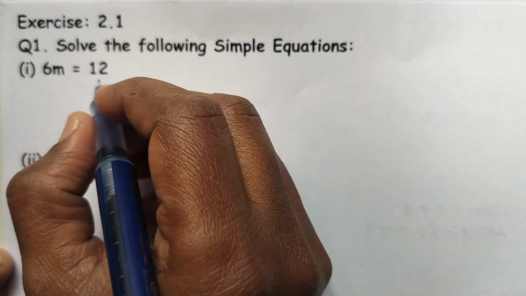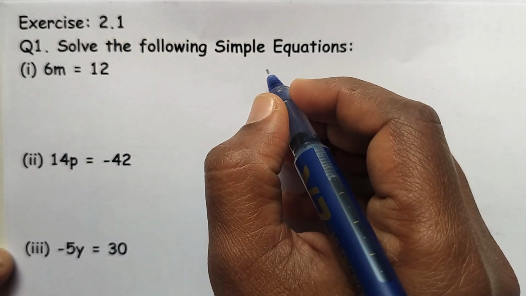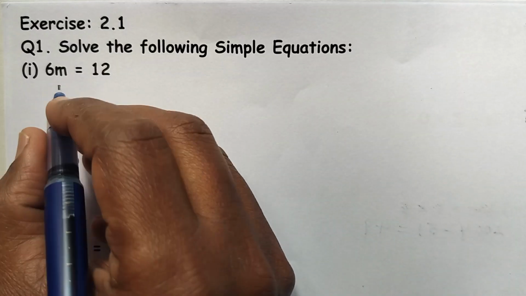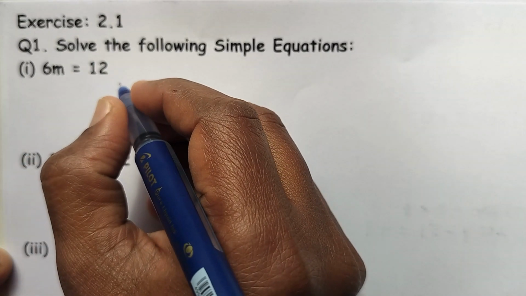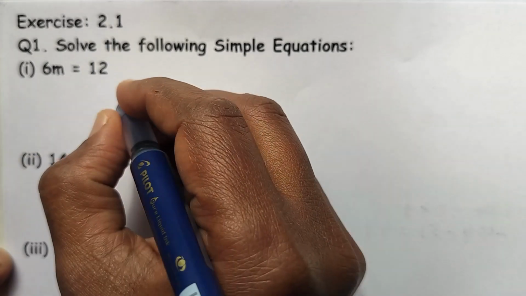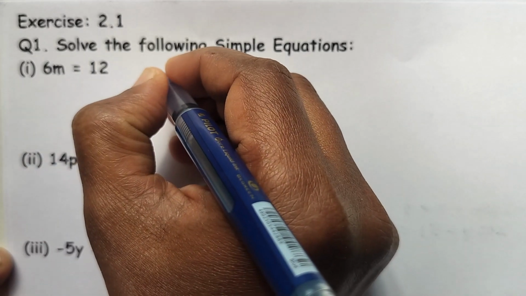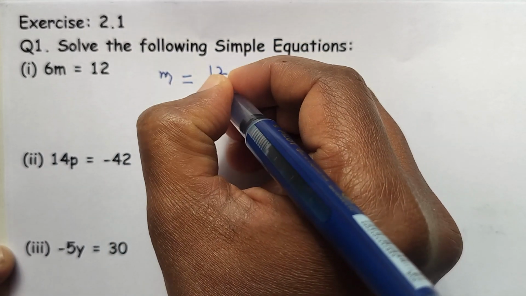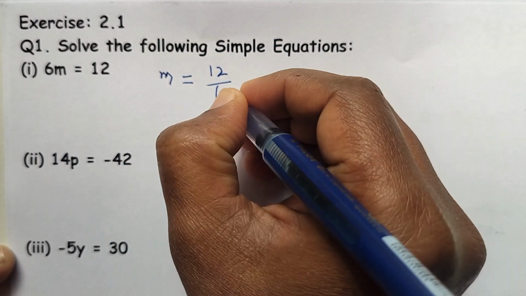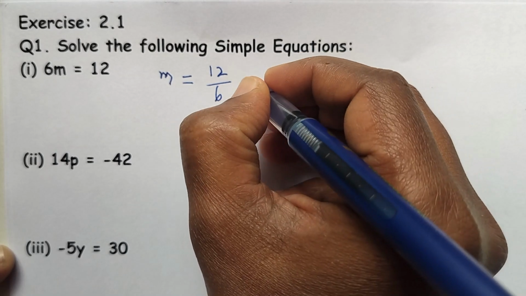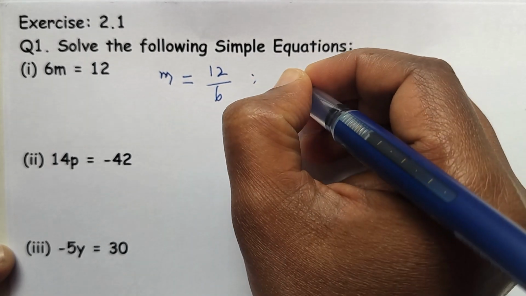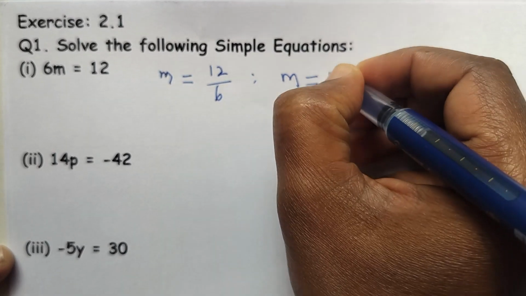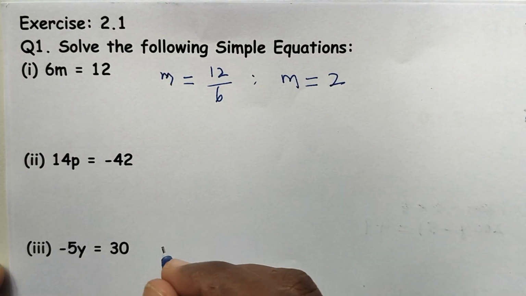Exercise 2.1, question number 1. Solve the following simple equations. First one, 6m equal to 12. So m equal to 12 by 6. So 6 2's are 12. So m equal to 2.